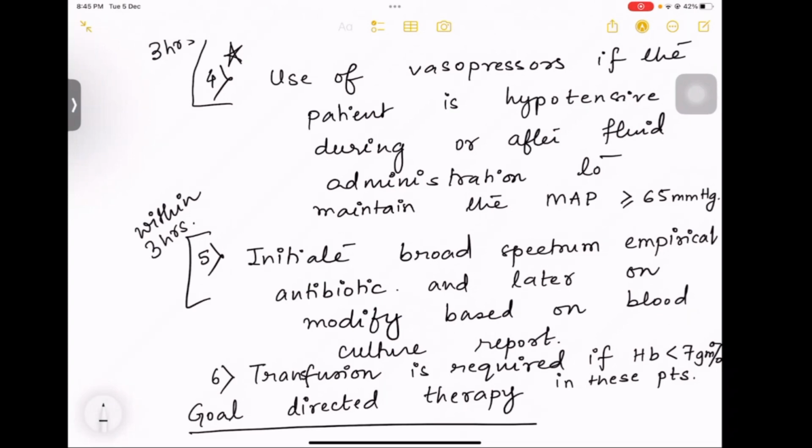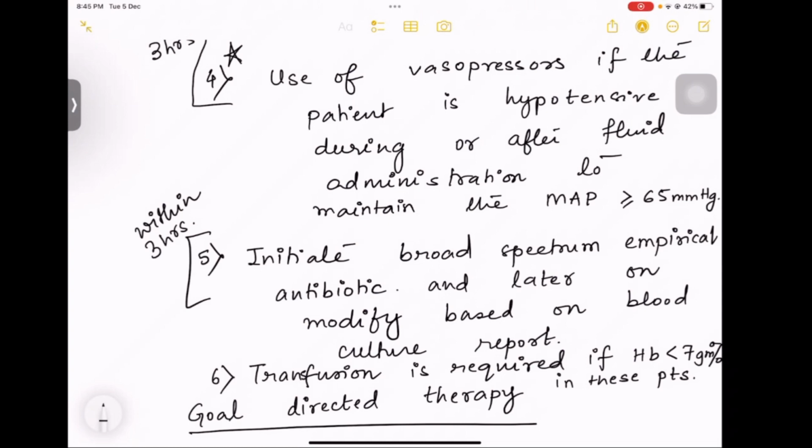Fifth, initiate broad spectrum empirical antibiotics and later on modify your antibiotics based on the blood culture report. Sixth, if the hemoglobin goes below 7 milligram percentage, you have to do transfusion. Now, there is a complete video on the indications of blood transfusion. You must go and watch that.